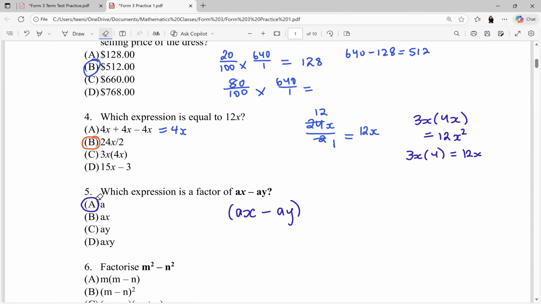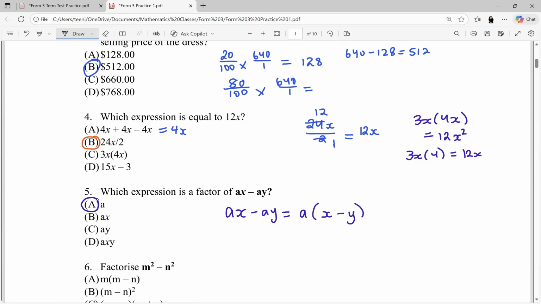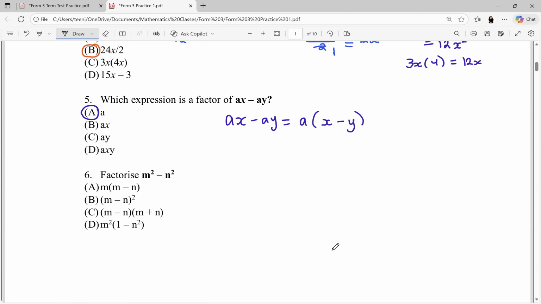Sorry, I wrote that wrong. If you have to factorize AX minus AY, you would take out A because A is common to both of them, and A into AX is X, and A into AY is Y. So this will be the factorization. A factor is a number or a term that could go into another factor without leaving a remainder. So with AX and AY, the common factor there is A, since both of them have A in them, right?